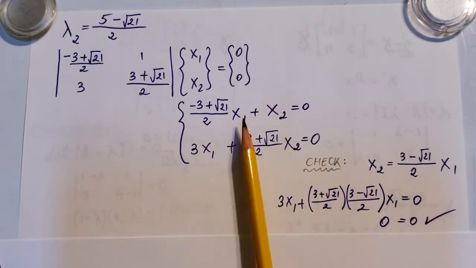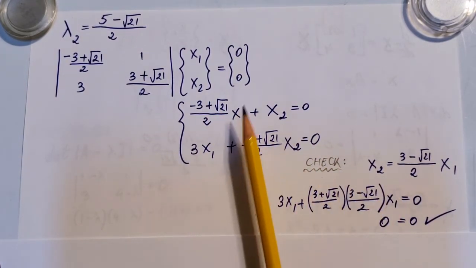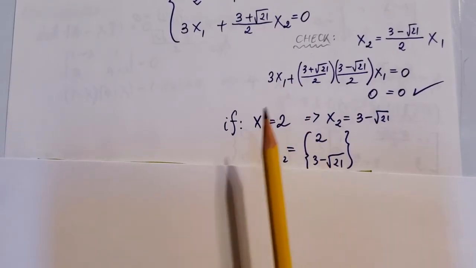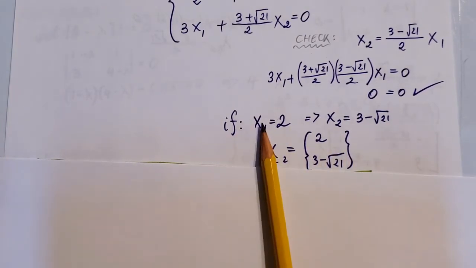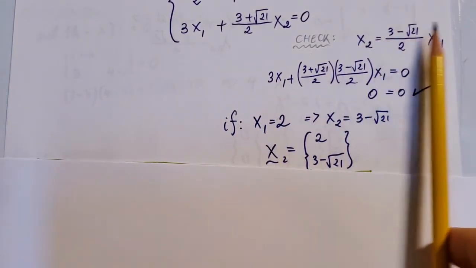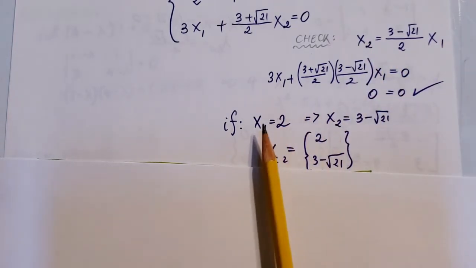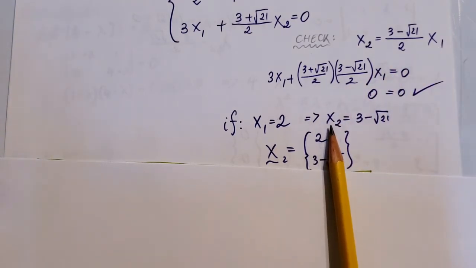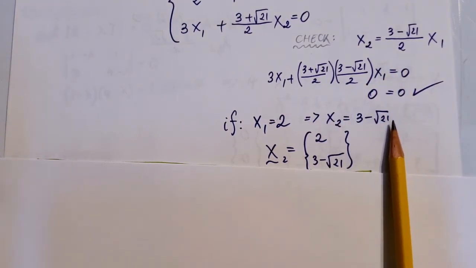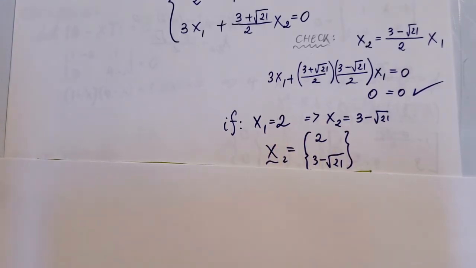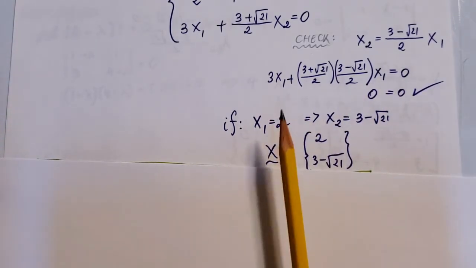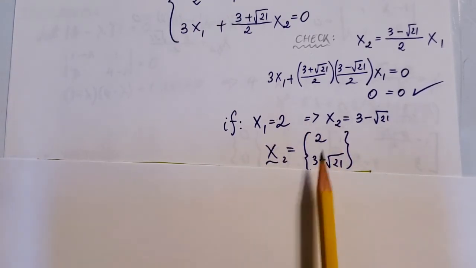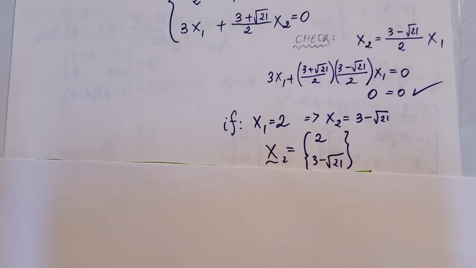Right here, we turn it into equation form, then check again to make sure they are multiples. 0 equals 0, very good, they are multiples of each other. And to find our solution, again we have to guess, just pick a value. I'm going to pick 2 again for my x1, plug it in, and I'm able to find my x2 being 3 minus square root 21. Again, just like in the first eigenvector, we can pick anything we want. And to finish it up, our x2 vector, 2 comes here, this comes right here, and there it is.